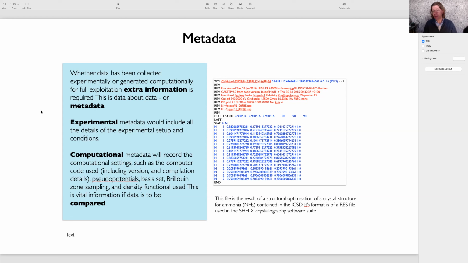Did you use LDA or GGA? That's important information. It will tell you whether you can compare the data that you have with a calculation that's been done with, say, LDA. You need to know that it's been done consistently.